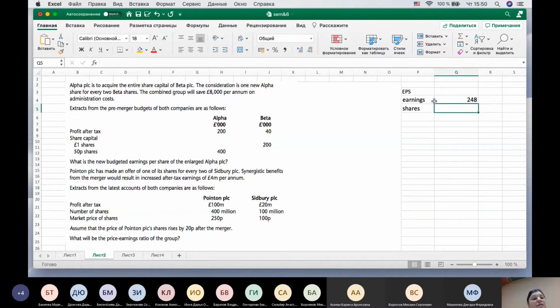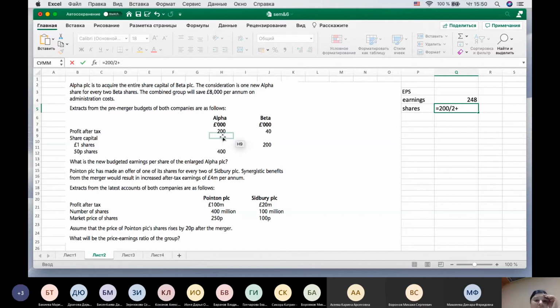First of all, let's read our conditions. Alpha PLC is to acquire the entire share capital of Beta PLC. The consideration is one new Alpha share for every 2 Beta shares. So the first component will be 100, in other words 200 divided by 2. 2 Beta shares to 1 Alpha share. So the new amount of Alpha shares equals 100.